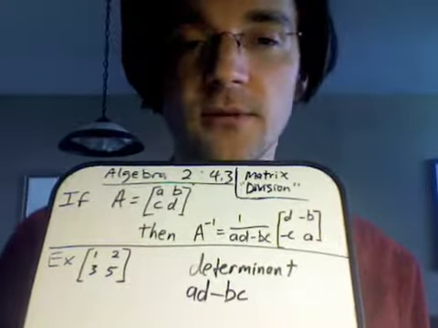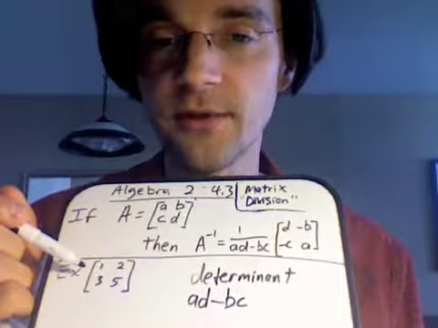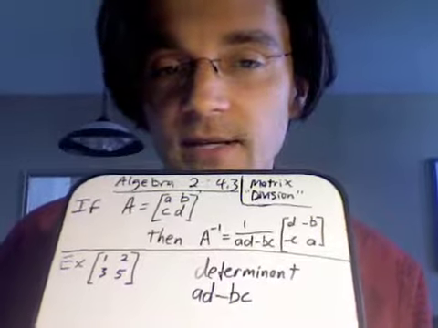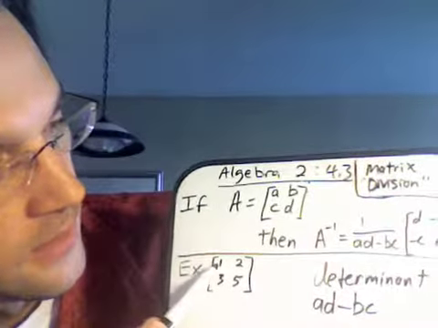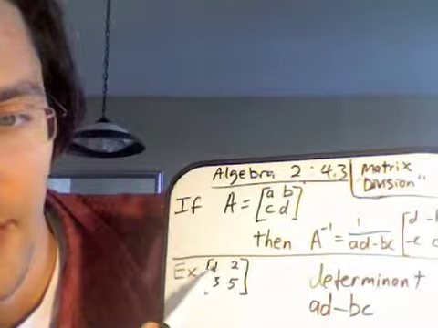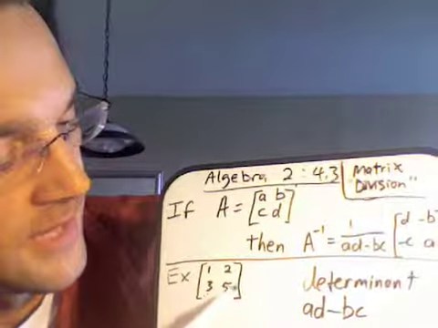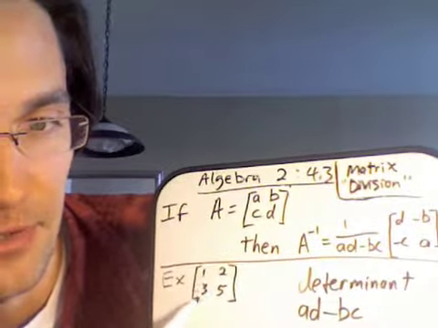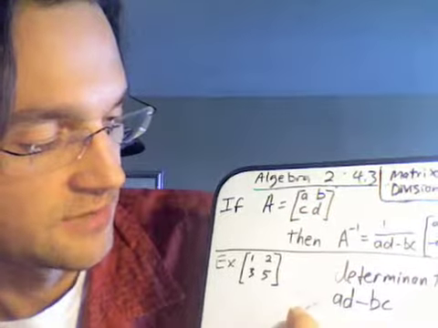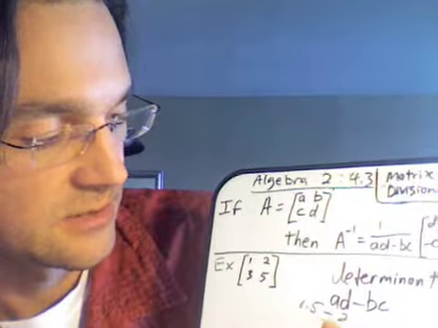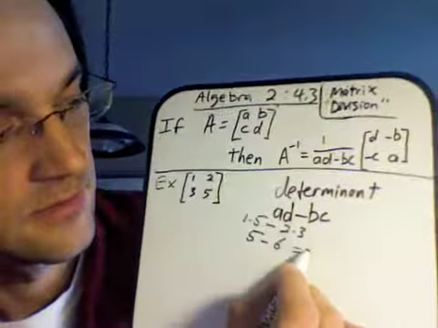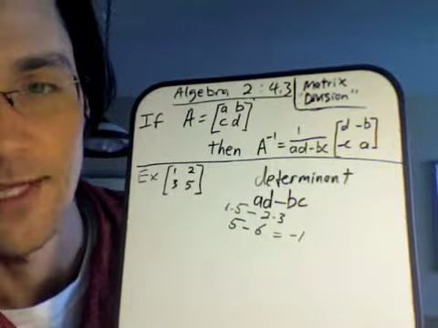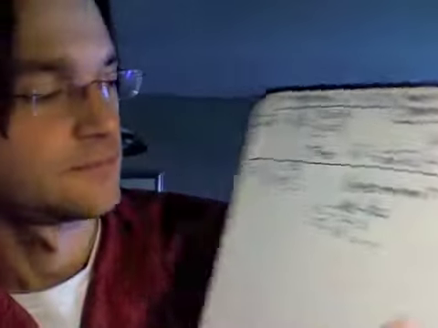We're going to do an example here with this matrix 1, 2, 3, 5. So the first thing we should do is find the determinant. So you try it. What's the determinant of matrix 1, 2, 3, 5? Okay, well it should be a times d, 1 times 5, minus b times c, 2 times 3. 1 times 5 minus 2 times 3. That's 5 minus 6. That's negative 1. Okay, so we found our determinant. It's negative 1.